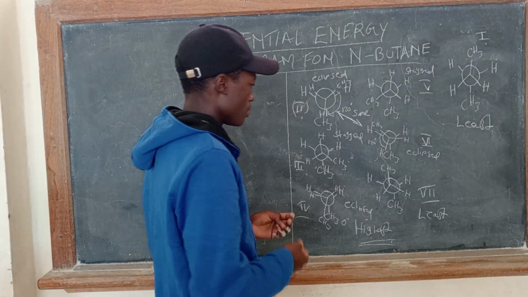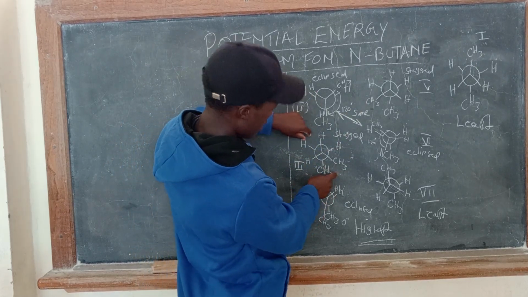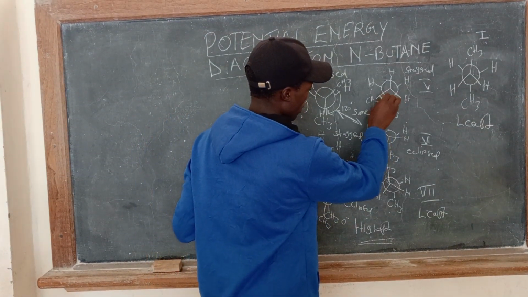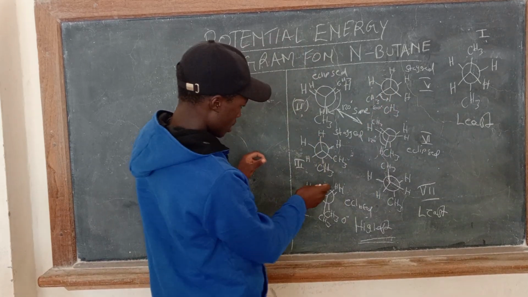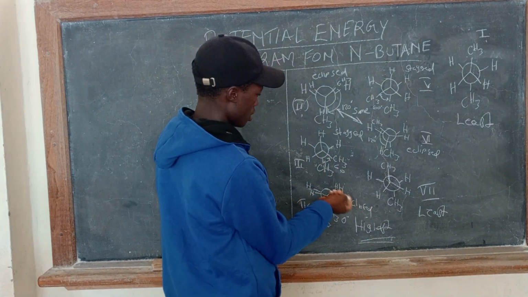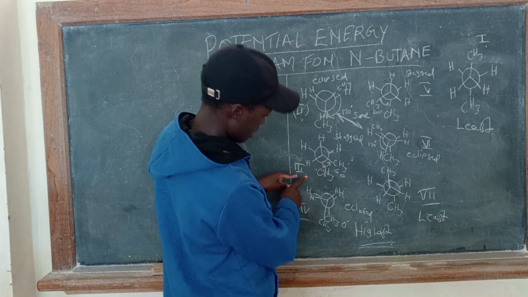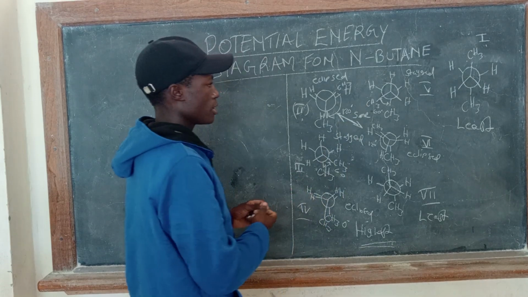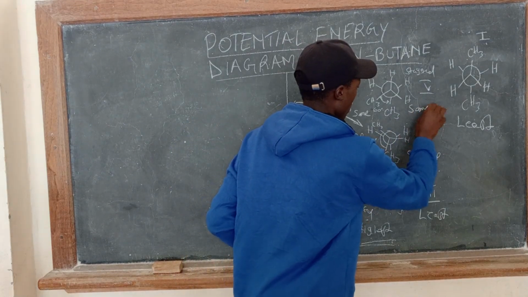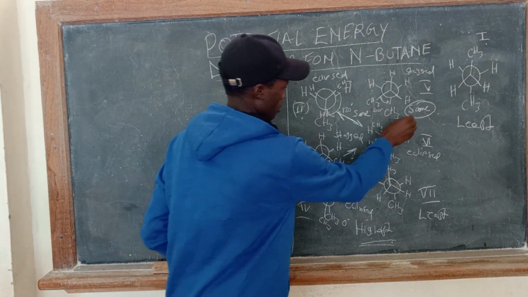So let us now arrange the staggered, which one now has the highest amount of energy. Among these staggered, there are only 2. We have 1 and 2. Let's see the degrees between the two. Yes, 60 degrees. What about this one? Also 60 degrees. So they have the same amount of energy. So that is our number 3. They have the same amount of energy. Just so that same does not get confused.